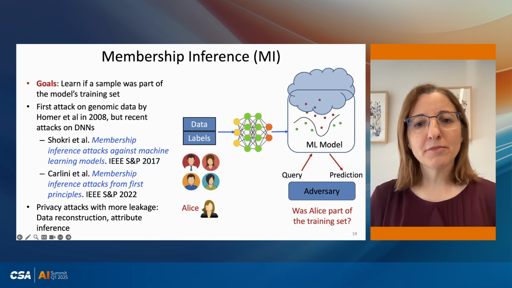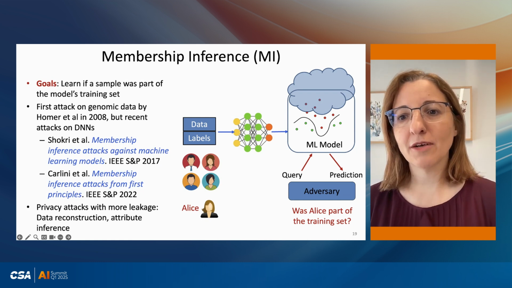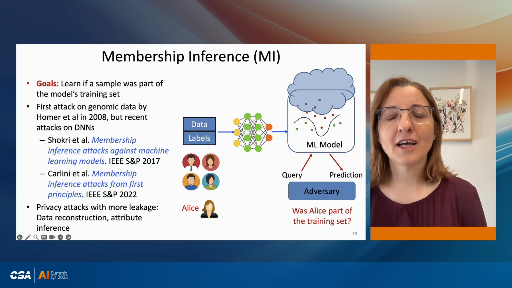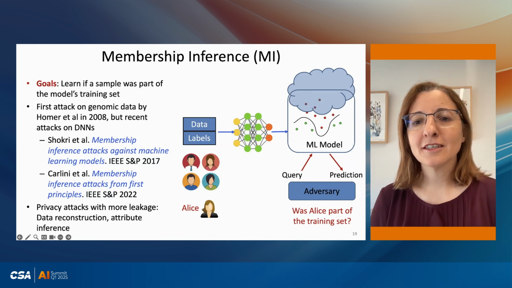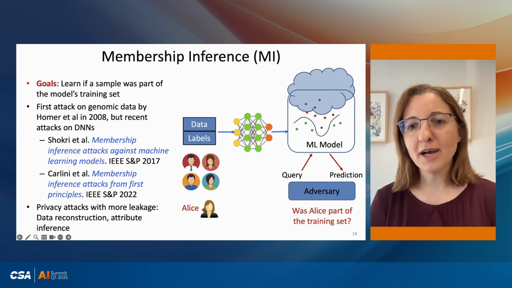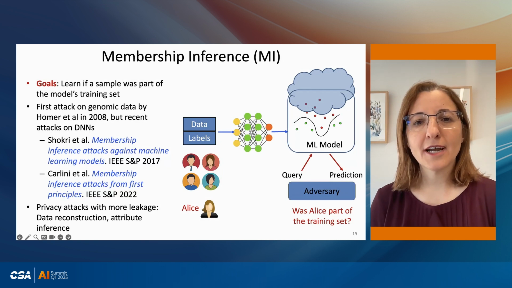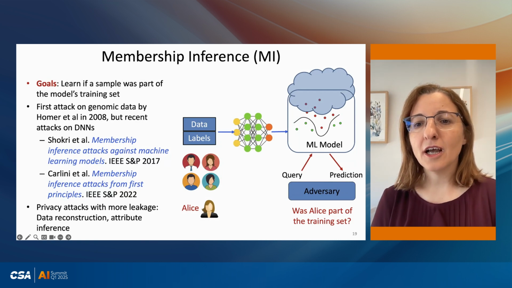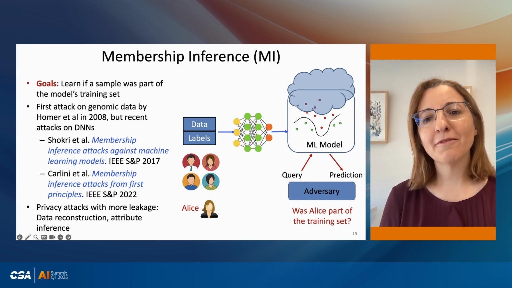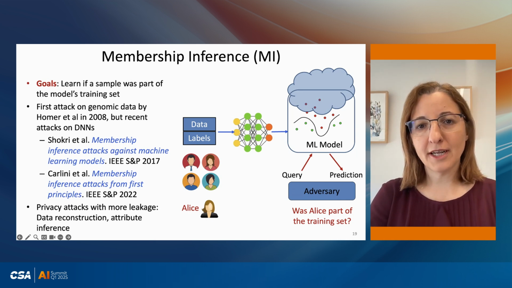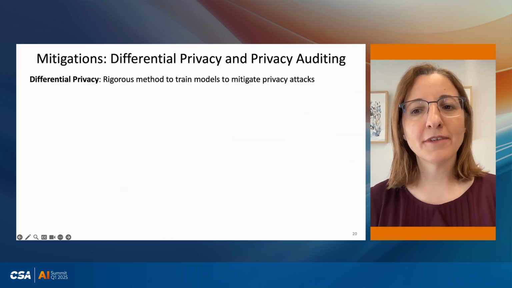The first membership inference attack was performed on genomic data in 2008, but recent attacks are on deep neural networks. There are other privacy attacks in this black box access model that have more serious implications, such as reconstructing parts of the training set and attribute inference attacks, in which the attacker can recover sensitive attributes of a training record. So how can we prevent these privacy attacks?